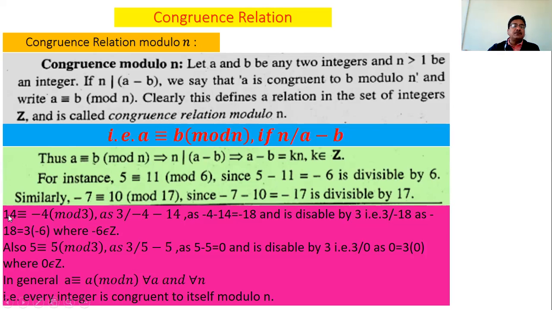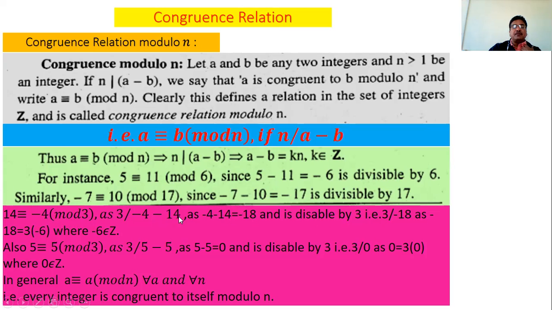Also, 14 is congruent to minus 4 modulo 3. Why? Because 3 divides 14 minus minus 4. Write first 14 and then minus minus 4, which is equal to plus 18. 3 divides 18. So here is a correction.